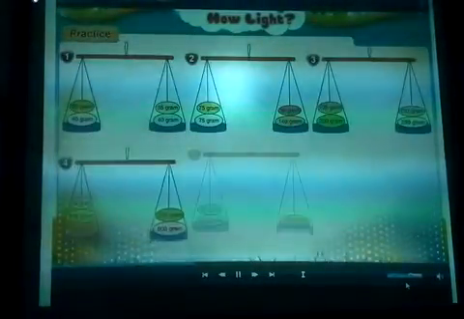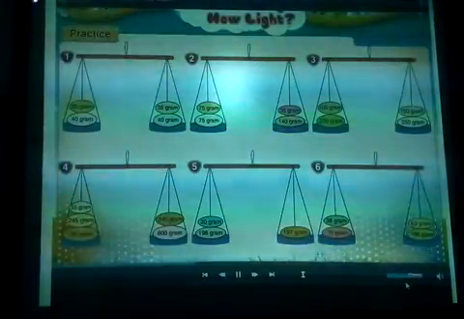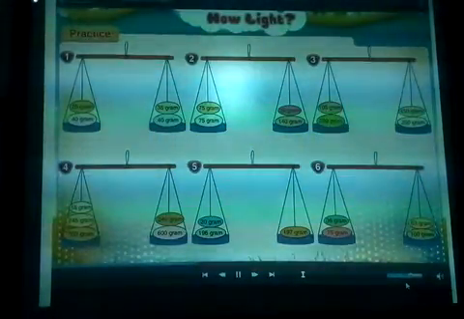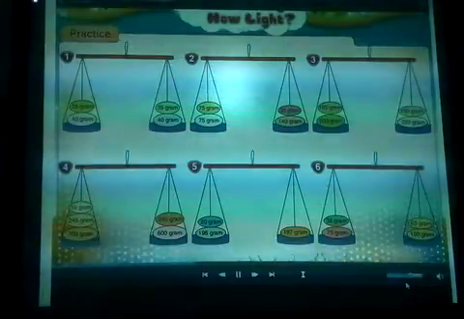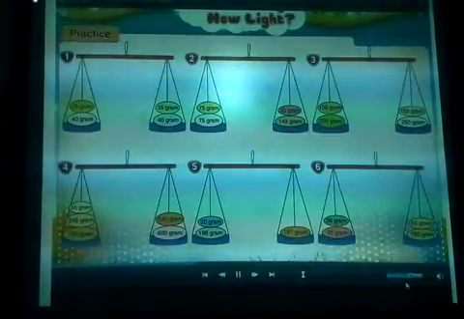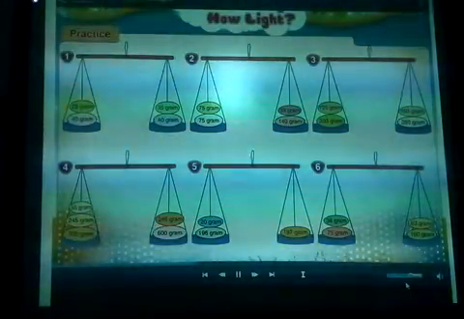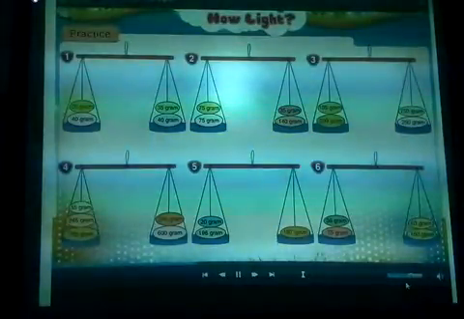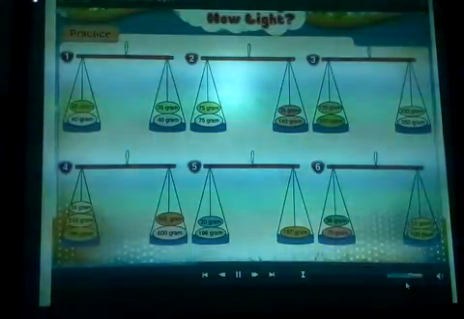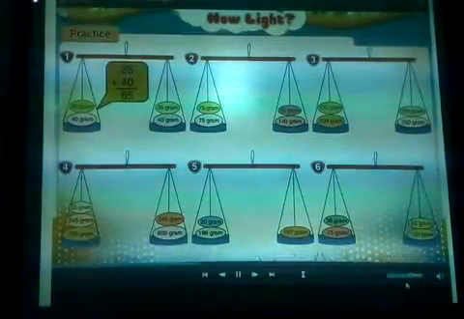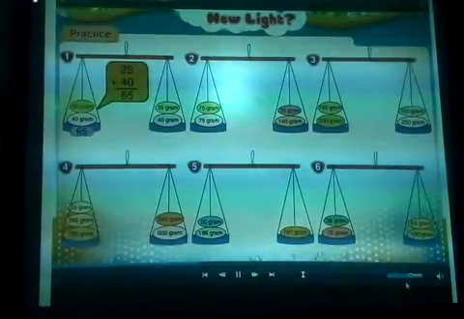Practice. Some pictures are shown here. Which pan of the balance will go down? Show by drawing an arrow. 1. In one pan, the weights shown are 25 grams and 40 grams. The total weight is 65 grams.